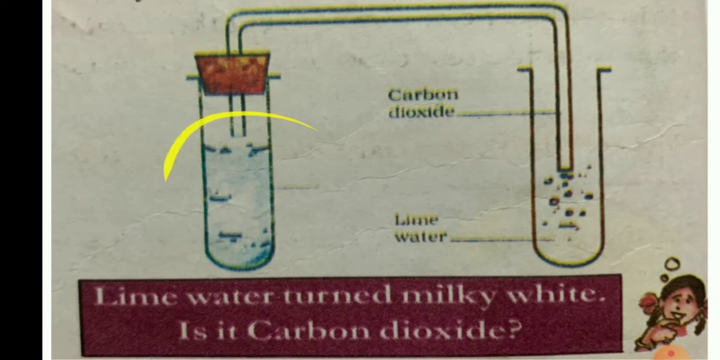Then when the reaction is going on between the marble and the lemon juice, the gas will be liberated and go into this bent tube and reach the next test tube. Already this test tube has lime water. Then the change you can observe is that the lime water will turn milky white.